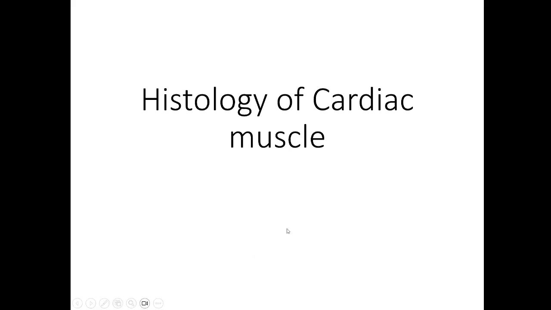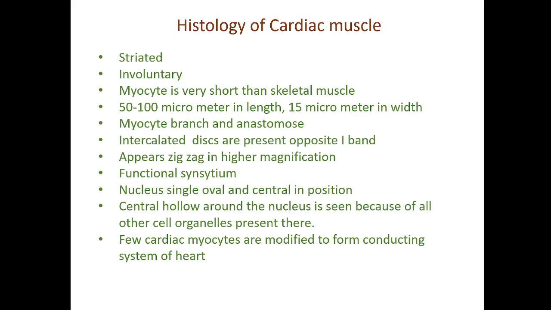We are done with skeletal muscle. Now we will move on to the microscopic structure of cardiac muscle. Cardiac muscles are also striated muscles. That means there will be a regular arrangement of actin and myosin filaments as we saw in the skeletal muscle. But these muscles are not under our control. They are involuntary. They will be innervated by the autonomic nervous system, sympathetic and parasympathetic.